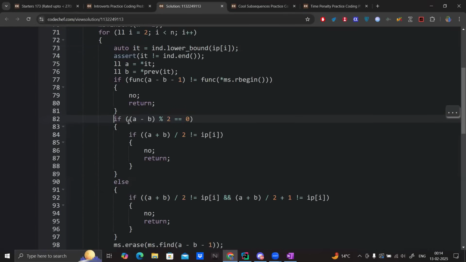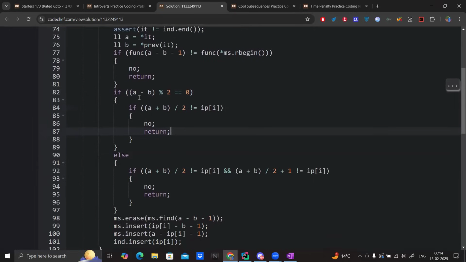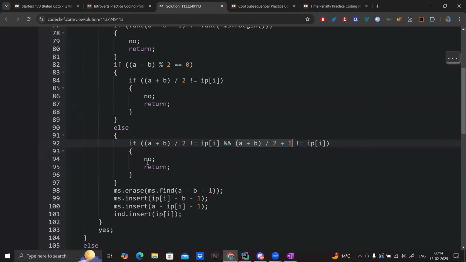For that I have two cases, a - b even or odd. If a - b is even, then the midpoint of them is (a+b)/2, and if that is not equal to the current index he is sitting on, then we return no, right? And if a - b is odd, then there are two midpoints, either (a+b)/2 or (a+b)/2 + 1. So if he is sitting on either one of these points, then we have no problem, and otherwise we return no.